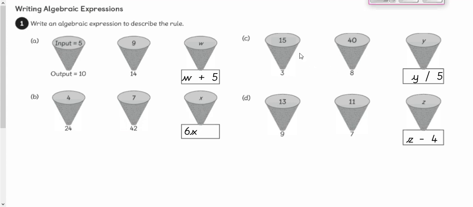For C, to get from 15 to 3, we could take away 12, but then take away 12 wouldn't work here. I could divide by 5, because 5 times 3 goes into 15. Divide by 5, so y divided by 5. Now the slash sign means divide, because we can't really get a divide sign on Smart Notebook, but you would have written a divide sign. 13 to get 9, take away 4. 11 to get 7, take away 4. So z take 4 is your expression there.